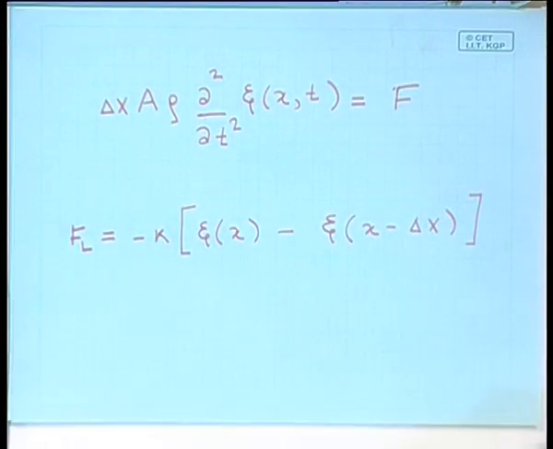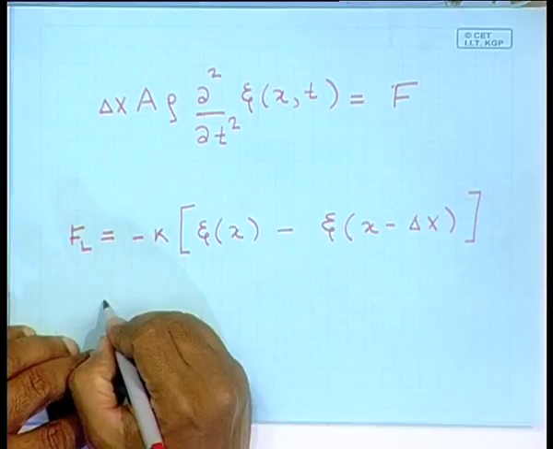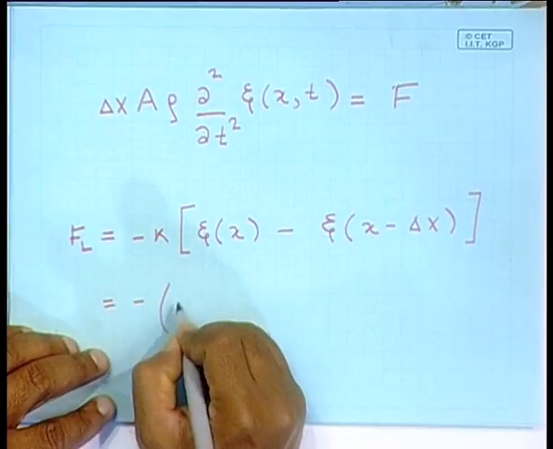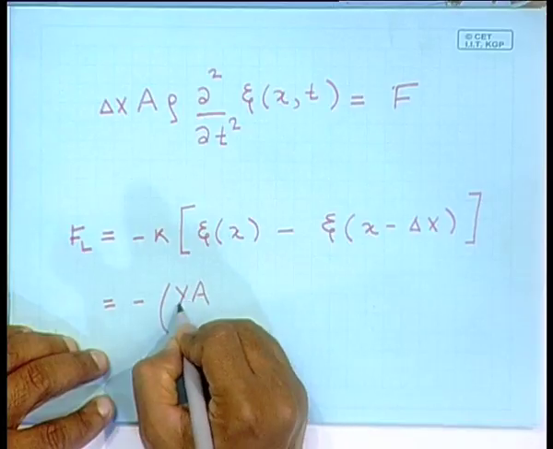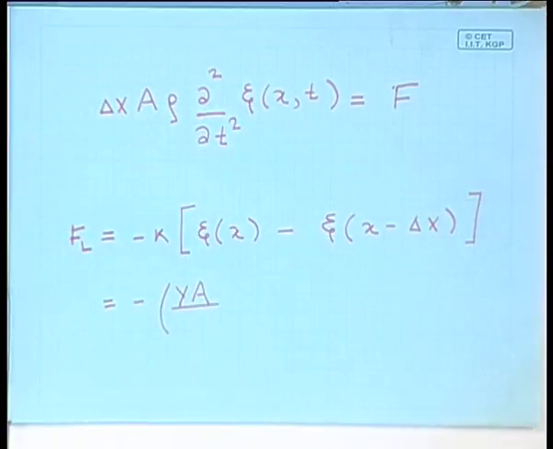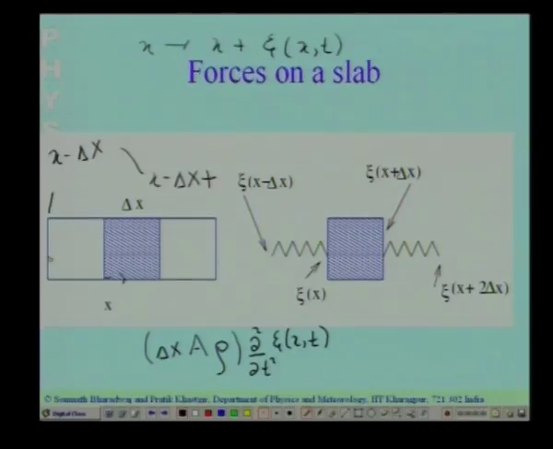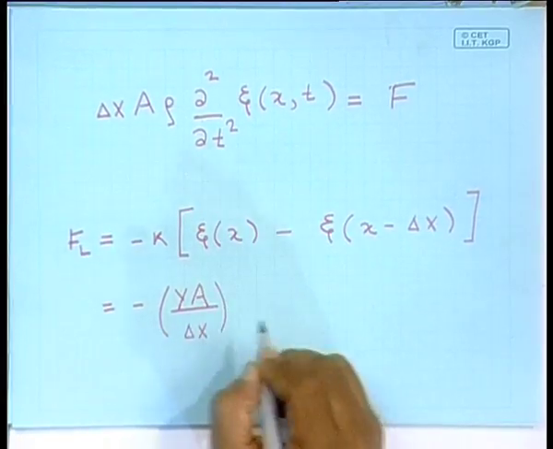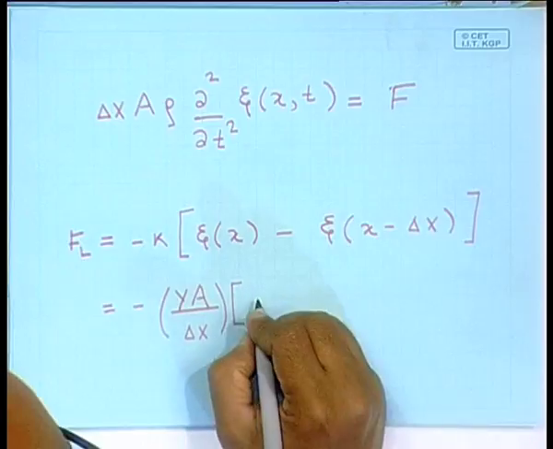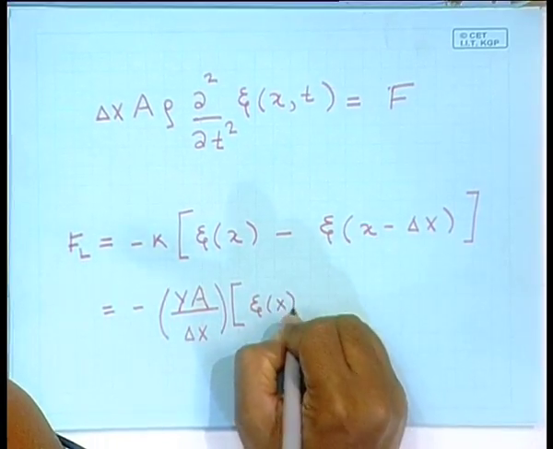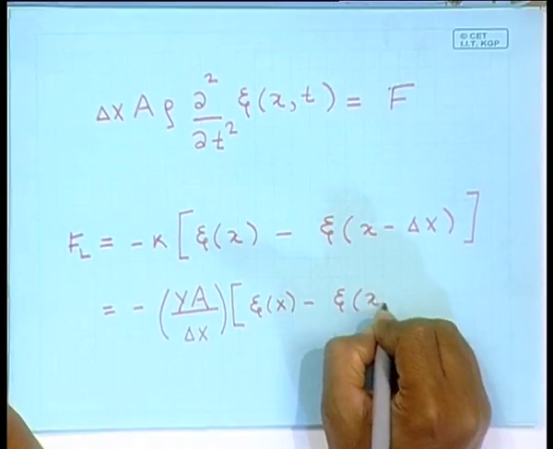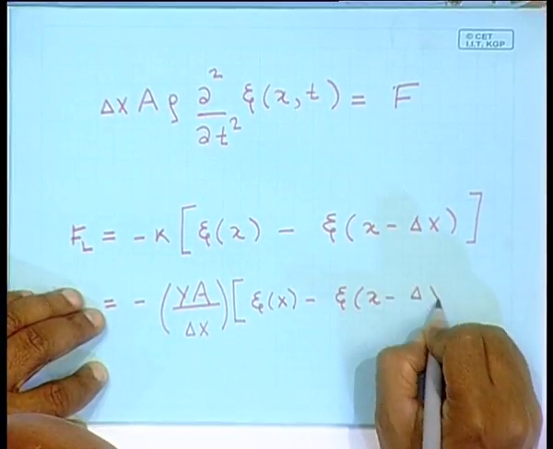Now, the spring constant k for this element, we have already determined that the spring constant is Y into the cross sectional area divided by the length, the undisturbed length of this element. So, this is the element that we have replaced by this spring, its undisturbed length is delta x. So, this is going to be Y A by delta x into this factor xi of x minus xi of x minus delta x.